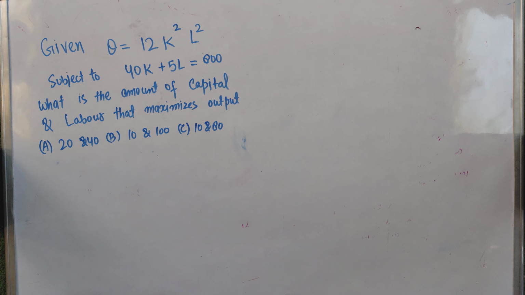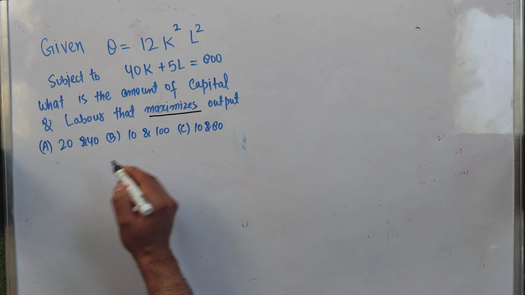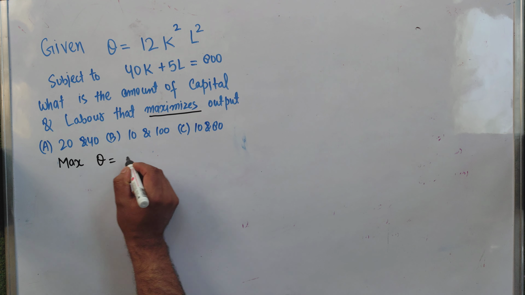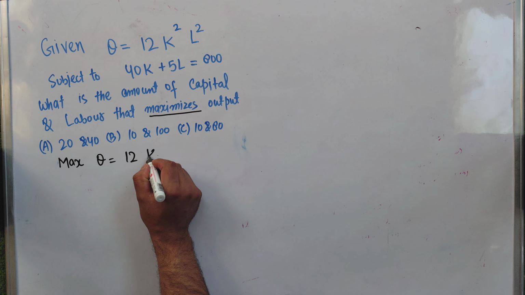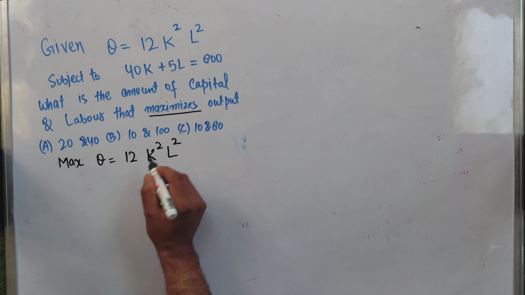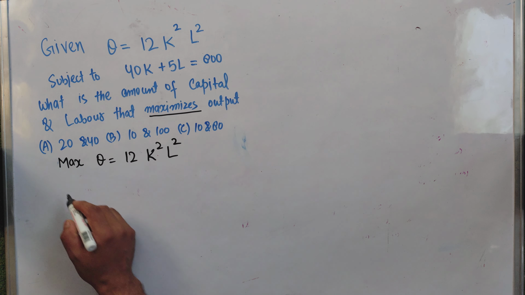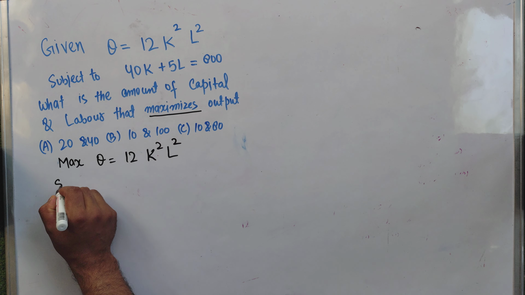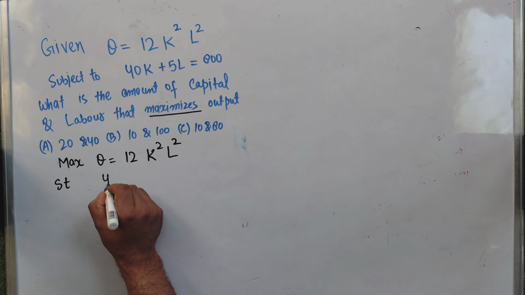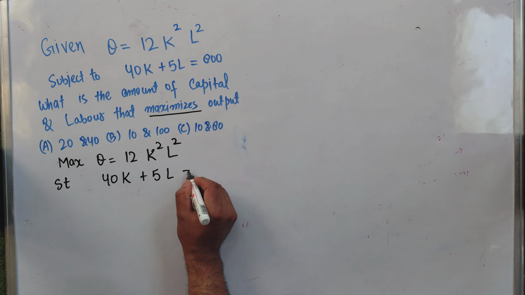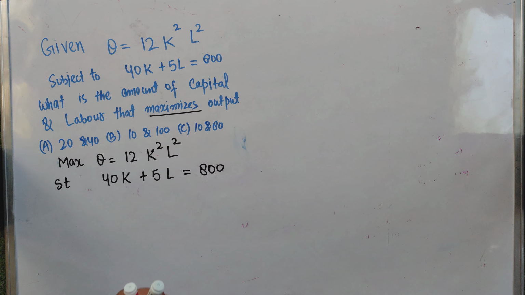Since the question is about maximization, our endeavor will be to maximize the output, that is Q = 12K²L². K and L denote the units of capital and labor employed in the production process. We want to maximize this subject to the constraint that 40K + 5L should be equal to 800. This is our problem, the question in simplified form.